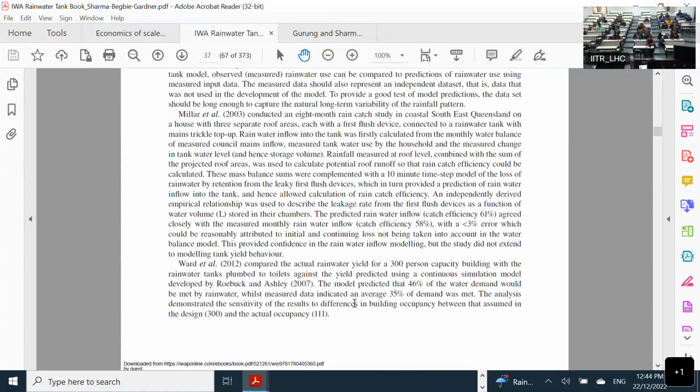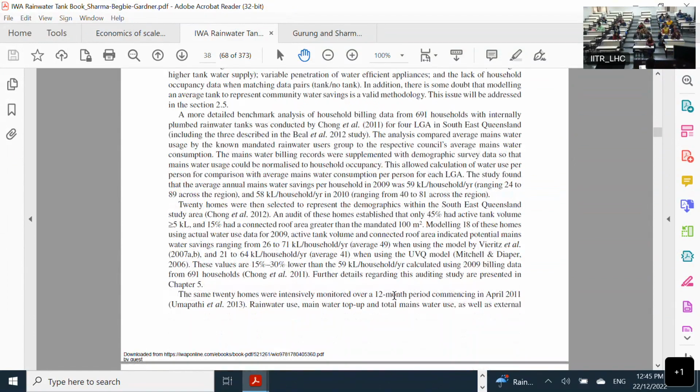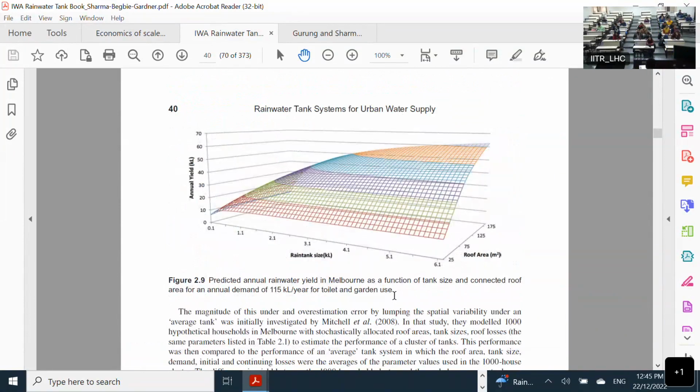So for example, your rainwater tank sizes range from 2.5 kiloliter to 10 kiloliter, and the demand can also be different. So you can do some statistical modeling to find the overall pattern. That is also covered in this chapter: predicted annual water yield in Melbourne as a function of tank size, connected roof area, and an annual demand of 150 kiloliter per year for toilet and garden watering.